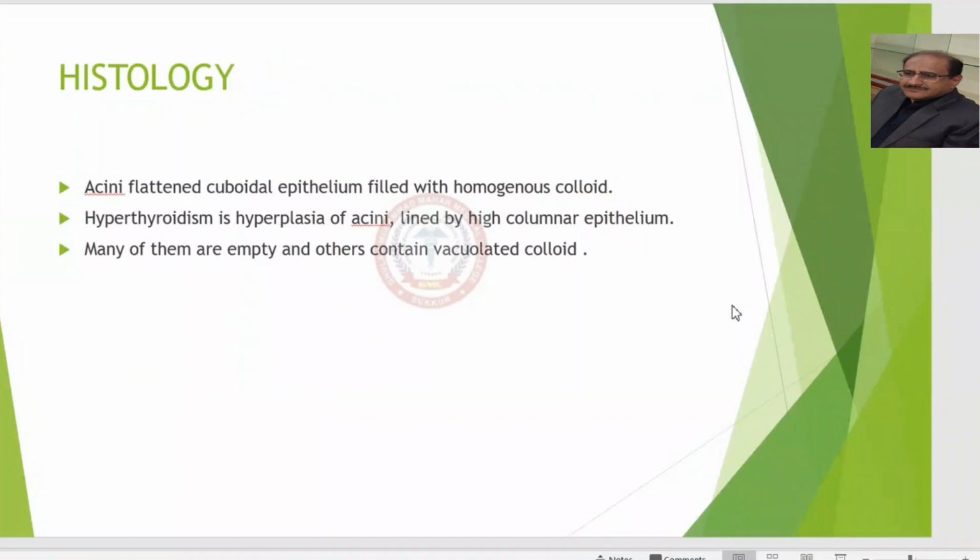Here is the histological picture. What changes occur when there is a multinodular goiter? Acini are lined by flattened cuboidal epithelium and filled with homogeneous colloid. Hyperthyroidism is hyperplasia of acini lined by high columnar epithelium. Many of them are empty and others contain vacuolated colloid.